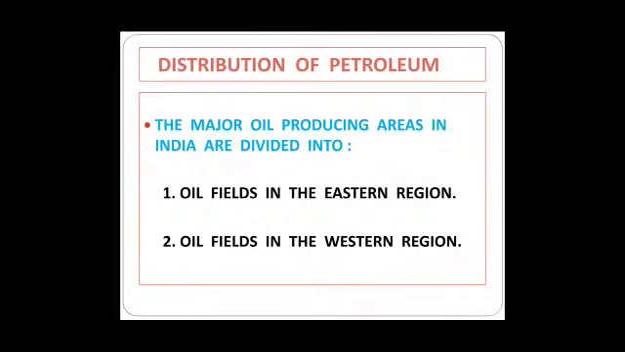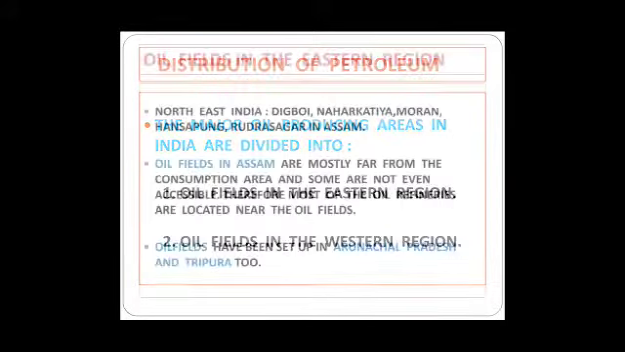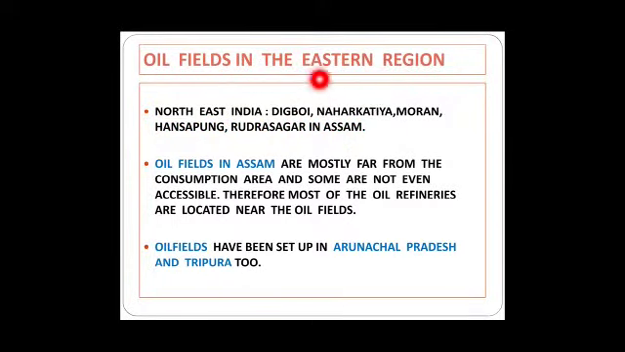Now the distribution. There are two categories, the oil fields in the eastern region and the oil fields in the western region of India. Let's see. Oil fields in the eastern region are in northeast India, Digboy in Assam, Naharkatia, Moran, and so on. There are all these districts and areas of oil in Assam. Oil fields in Assam are mostly far from the consumption area, and some are not even accessible. We can't even reach, it's very far. So therefore most of the oil refineries are located near the oil field.